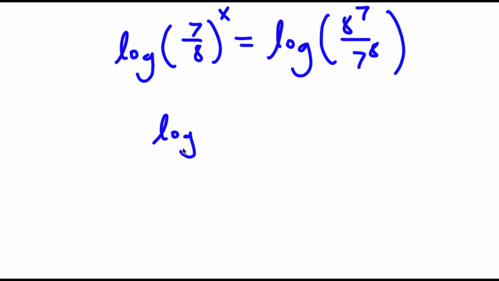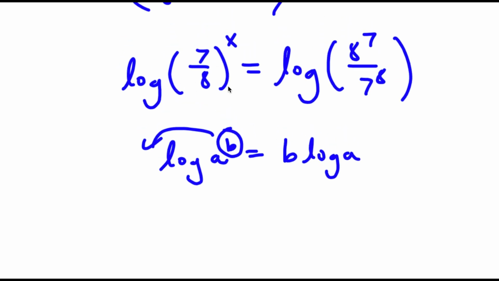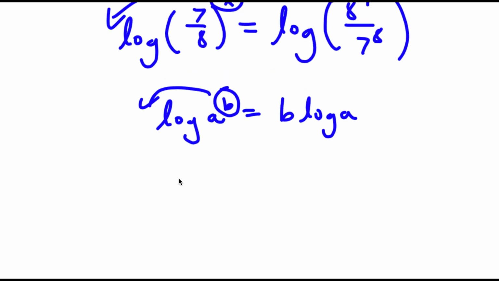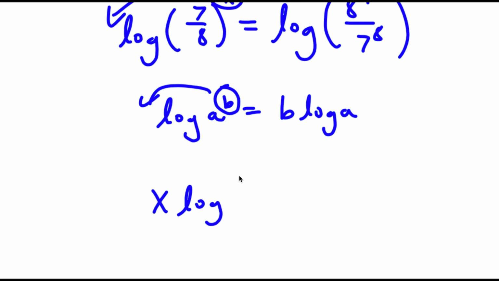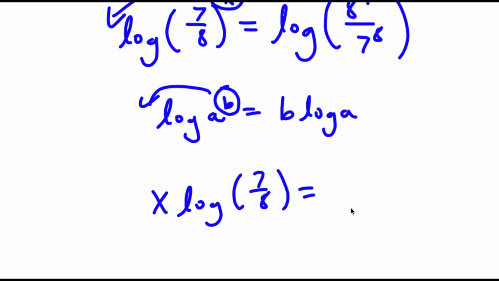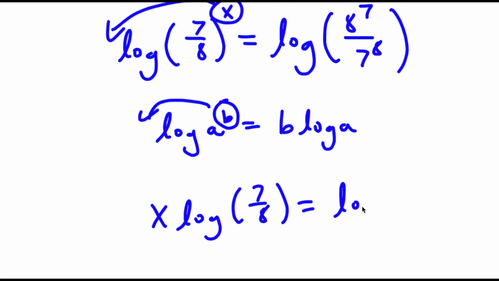Now if I have something in the form log a to the power of b, I can move this exponent b to the front. So this can equal b times log a. So log of (7/8) to the power of x, I can move the x to the front. So now I have x times log (7/8) is equal to log of 8 to the power of 7 over 7 to the power of 8.